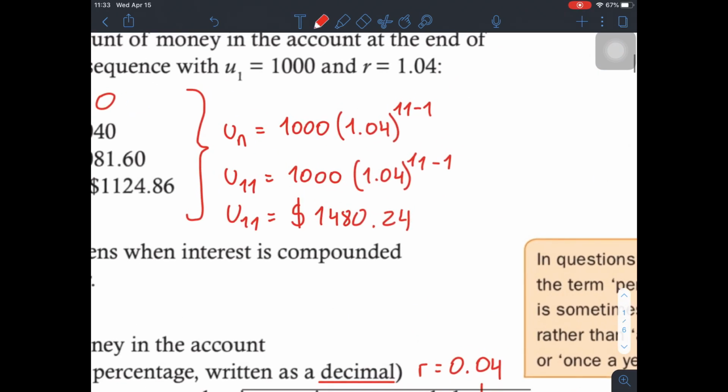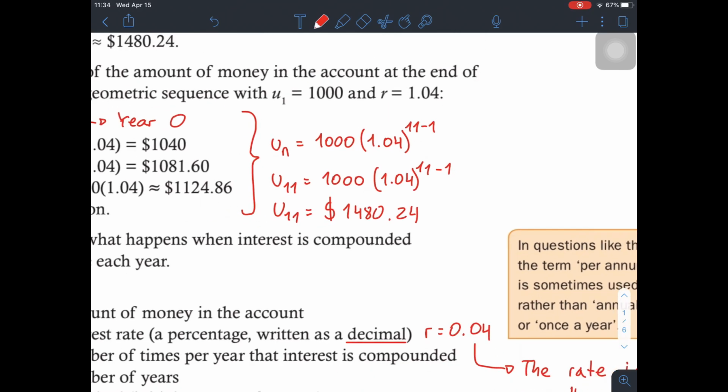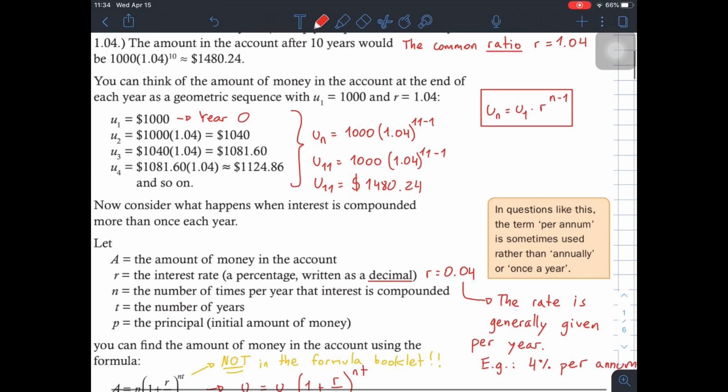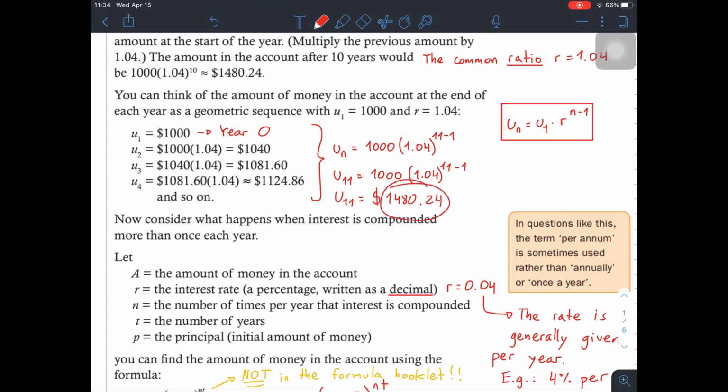So Un equals 1,000, the initial, times the common ratio to the power of 11 minus 1. That's if we use our formula. Remember, the formula for geometric is Un equals U1 times r to the power of n minus 1. This is the formula for the nth term. Okay, so if we do that, you see that we get the same value we got here, right?